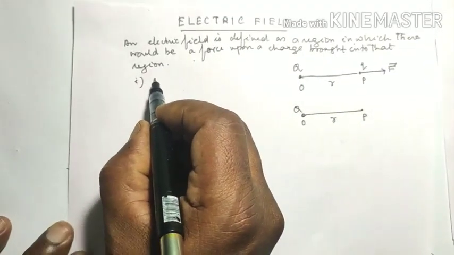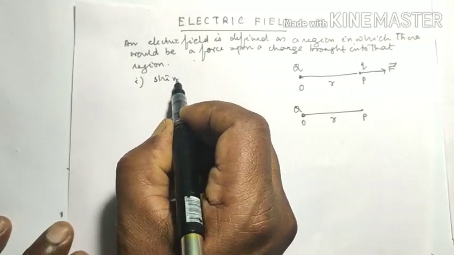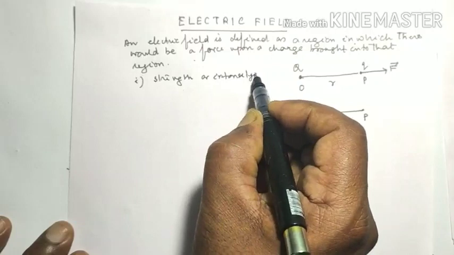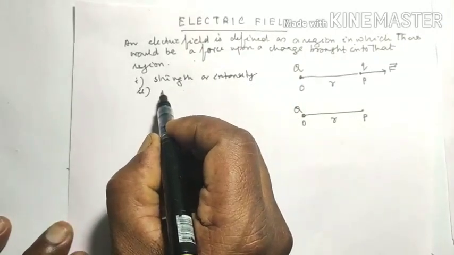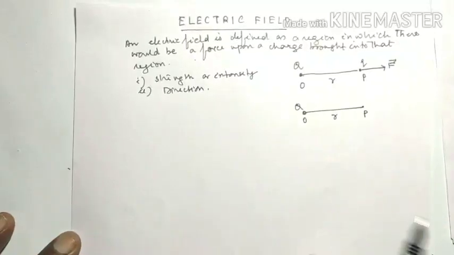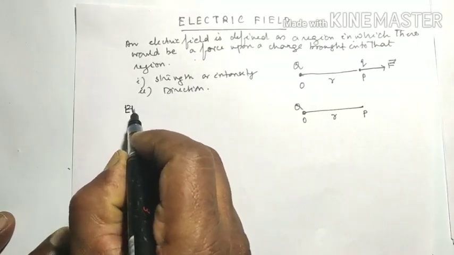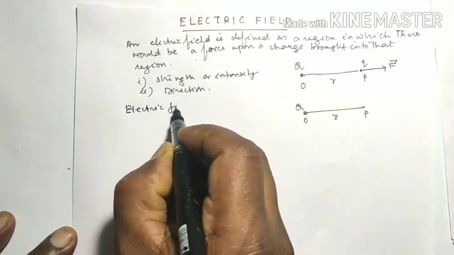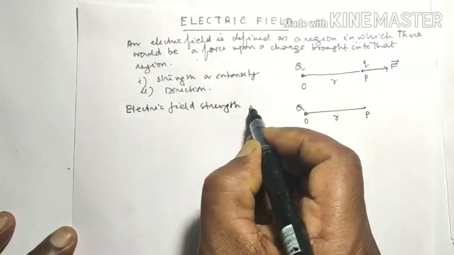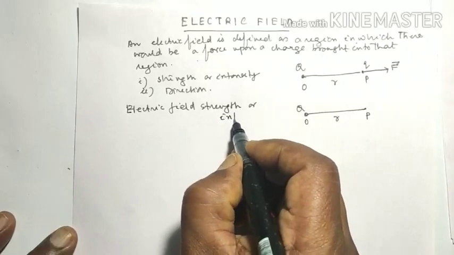One is its strength or intensity, and another is the direction. So let us discuss electric field strength or intensity.